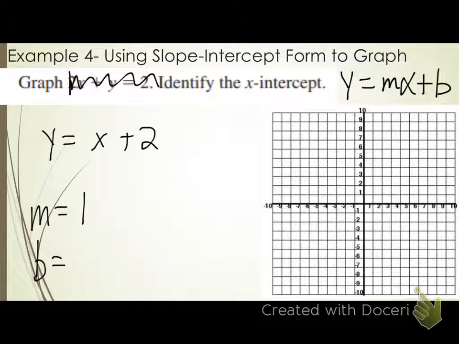What would be my y-intercept? What's my y-intercept? 2. What number did you tell me earlier? 2. We okay with that? The slope is multiplied by x. My y-intercept is my constant, the number without a variable. So I put a point at 2. Is everyone okay if I go through this quicker now that we're kind of getting the hang of it? Put a point at 2 because that's my y-intercept. It's crossing my y-axis at 2.